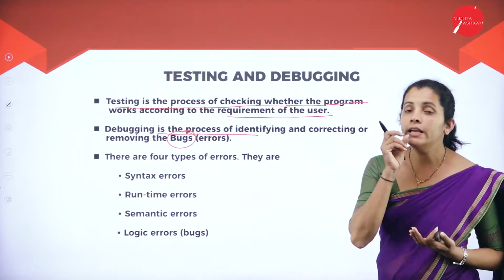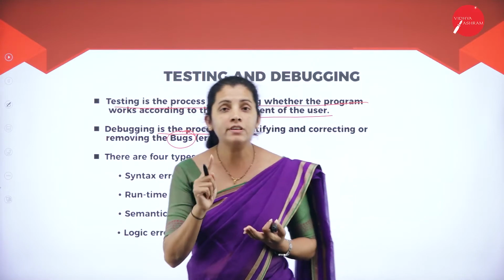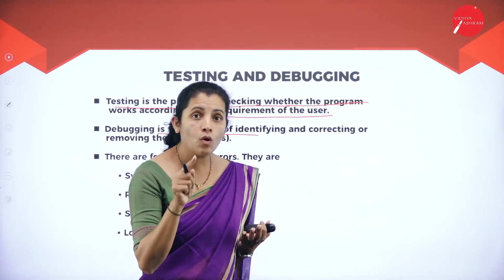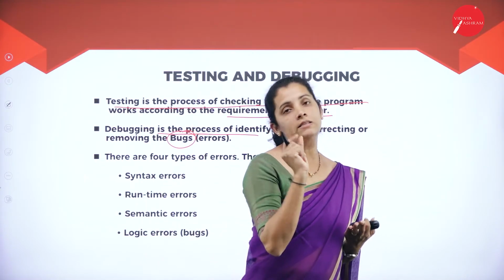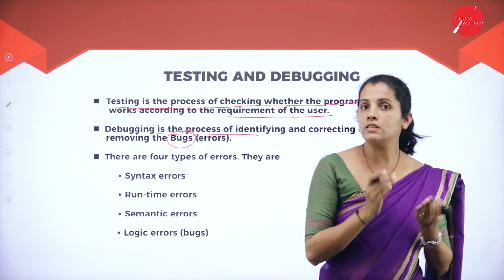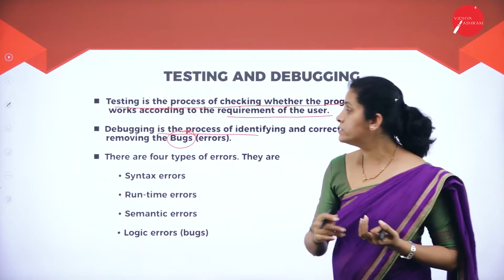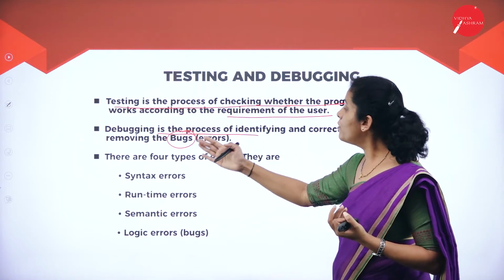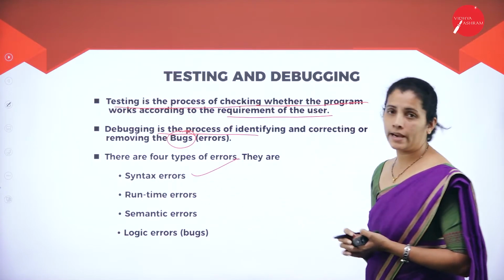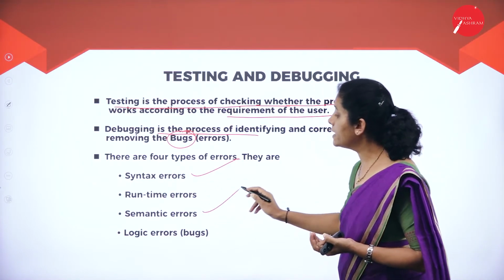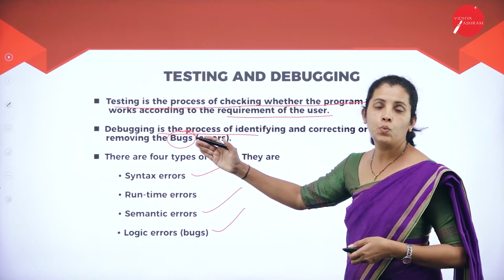Then debugging. So what is debugging? Debugging is nothing but the process of finding error or fixing error, or the process of removing error is called debugging. Here error is nothing but the bugs. So both are the same. I can use the word bugs or I can use the word error. So there are 4 types of errors, that is syntax error, runtime error, semantic error and logical error. Let's see these types one by one.